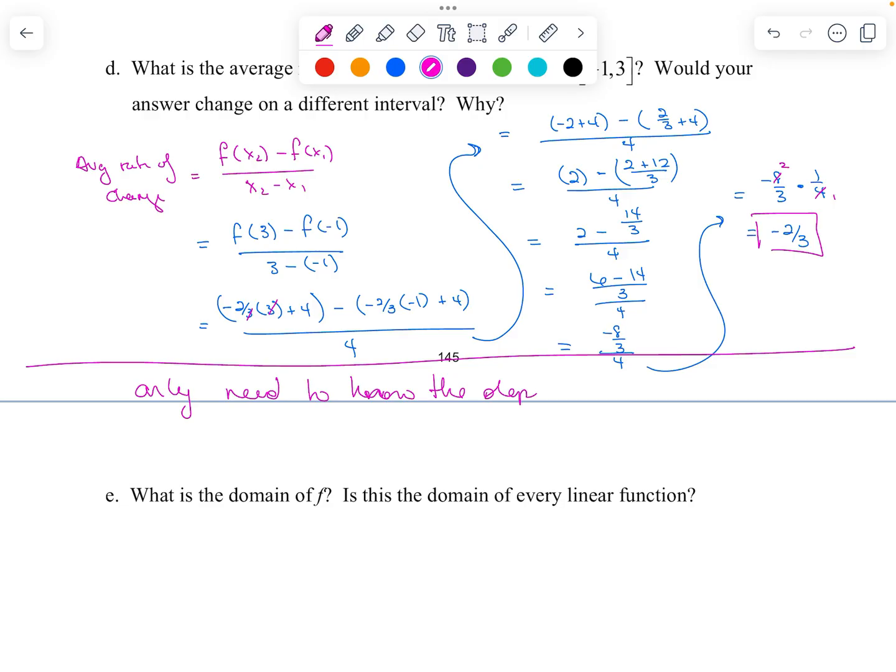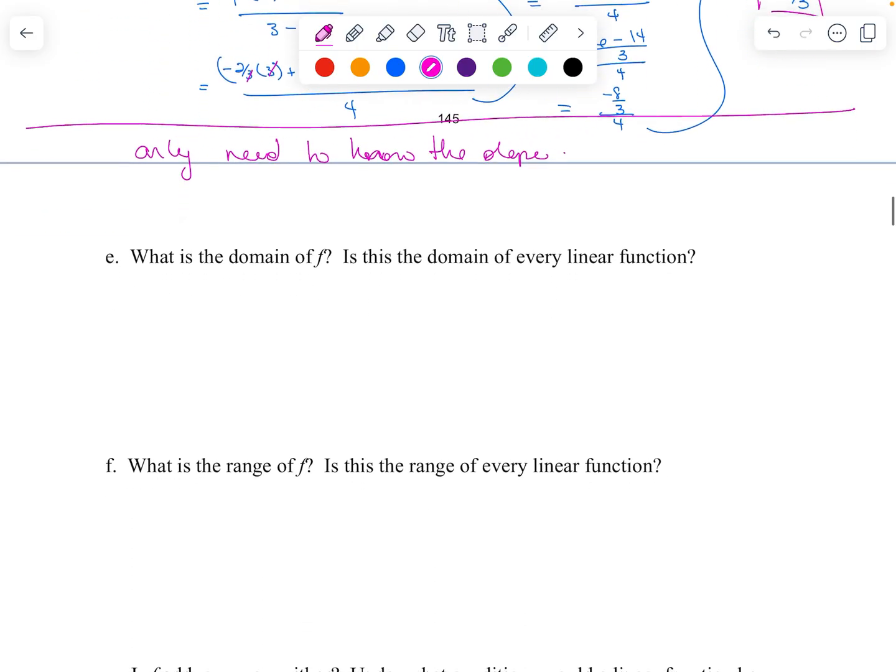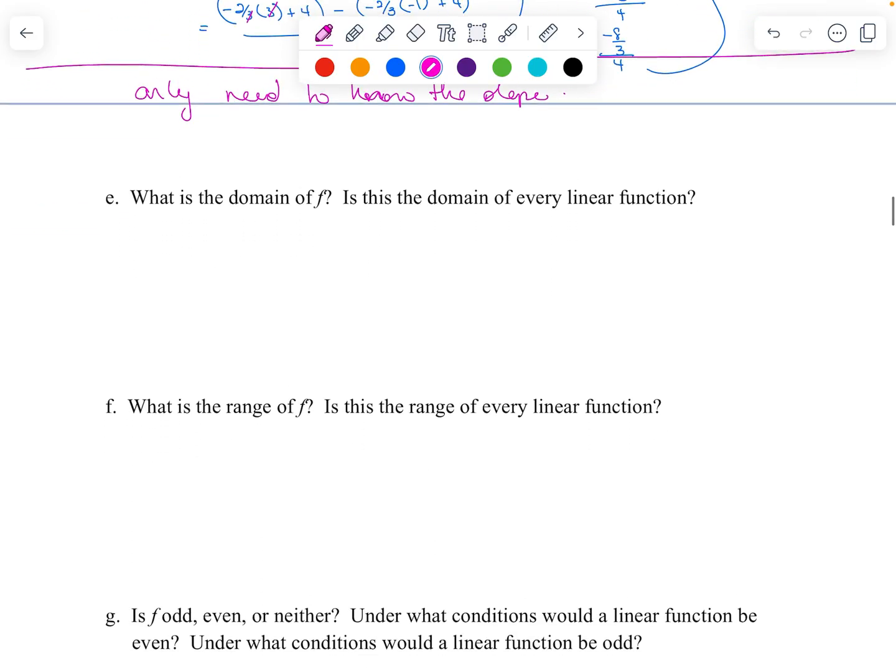So all you need to know is the slope. You don't need to do all of that. All right. Next, what is the domain of f? Is this the domain of every linear function?